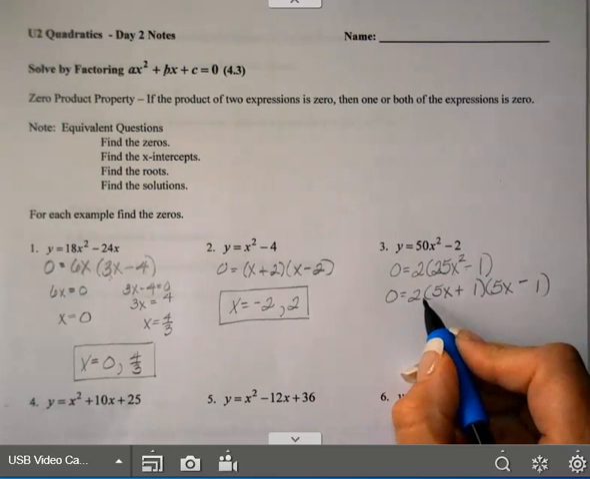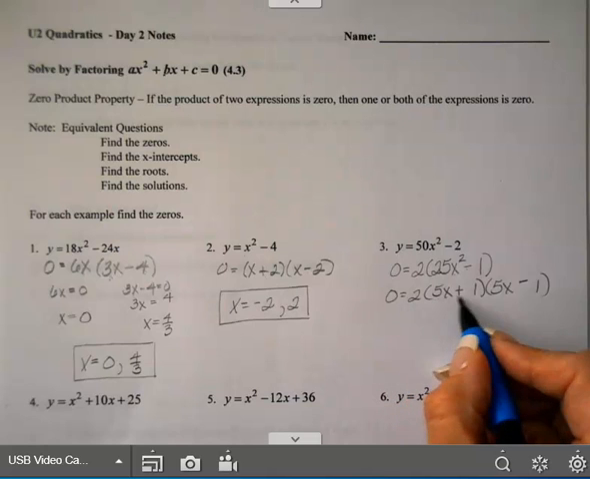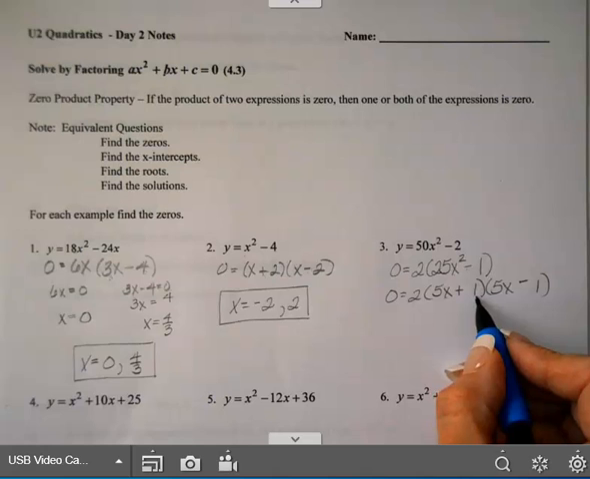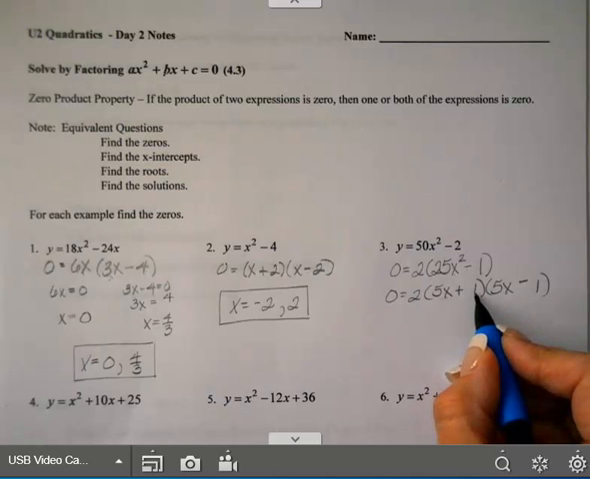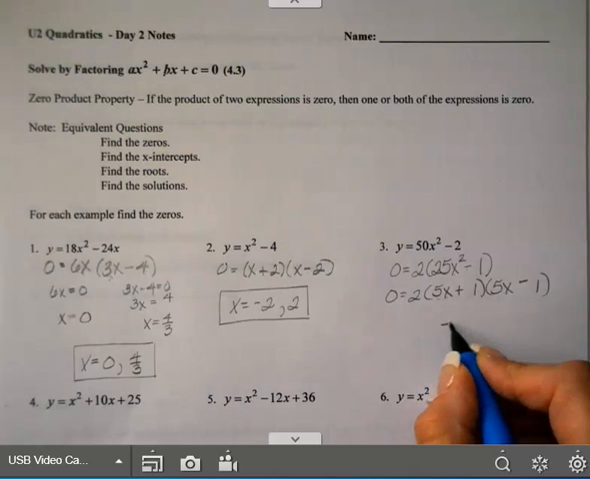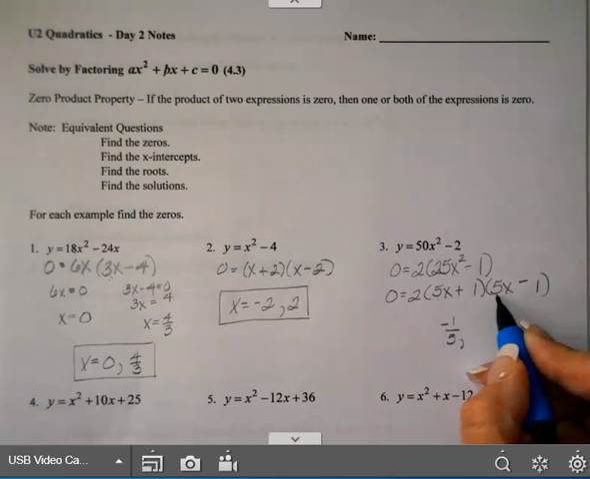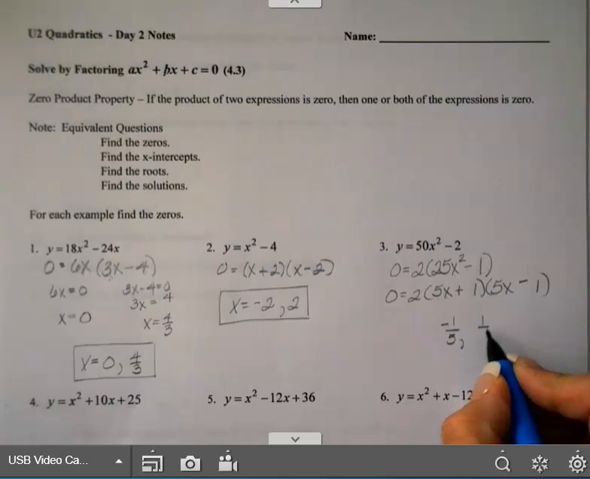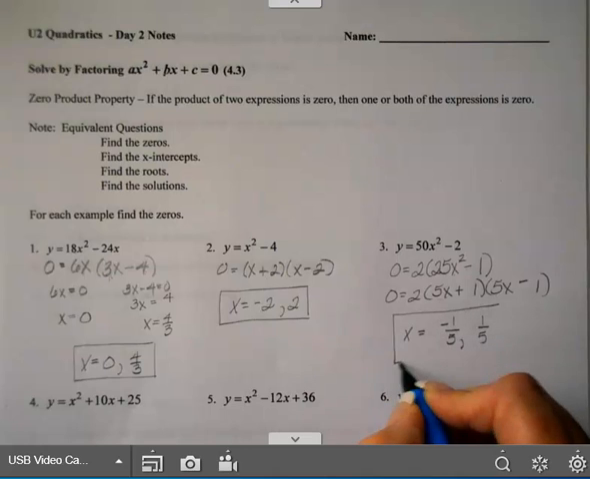2 is not multiplied with an x, so that's not going to do anything for the solutions. That is not part of the solution. So to find where they cross the x-axis or our solutions, I'm going to go ahead and set each factor equal to 0. So I'm going to take the opposite of that, so negative 1 divided by 5, that's one solution. And then on the other one, I'm going to have positive 1 divided by 5. You have to take the opposite. And those are my two solutions.